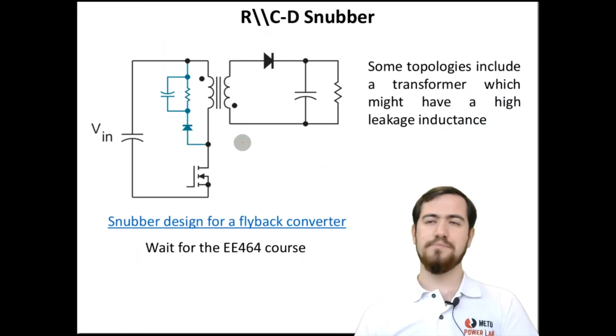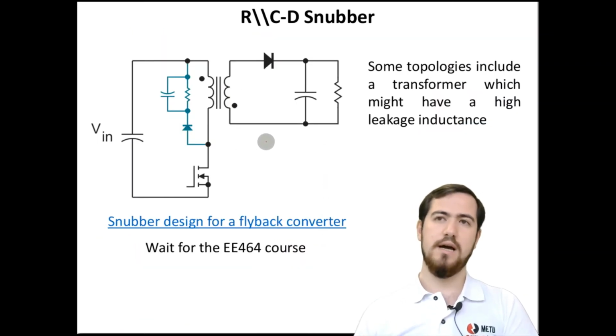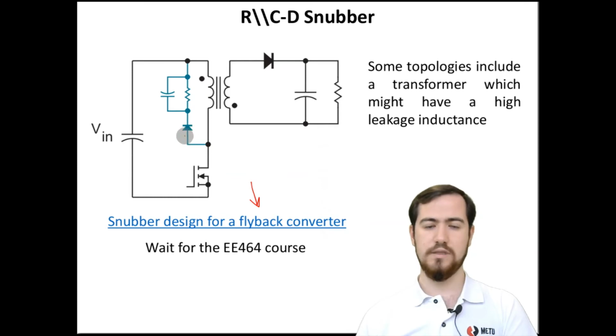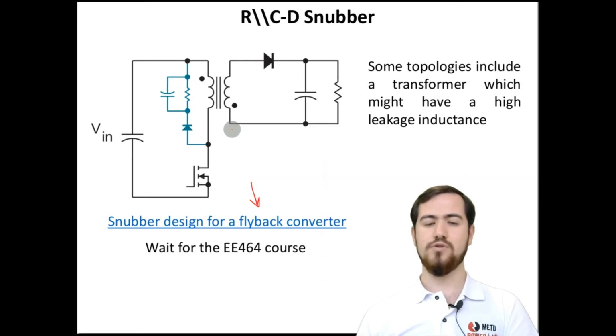So another snubber which is commonly used for a flyback converter is given here. Here now we see that the resistor is in parallel with the capacitance, and they are connected in series with the diode. However, this converter will be investigated in the next semester. So now I am just showing this for you to remember for your further studies.